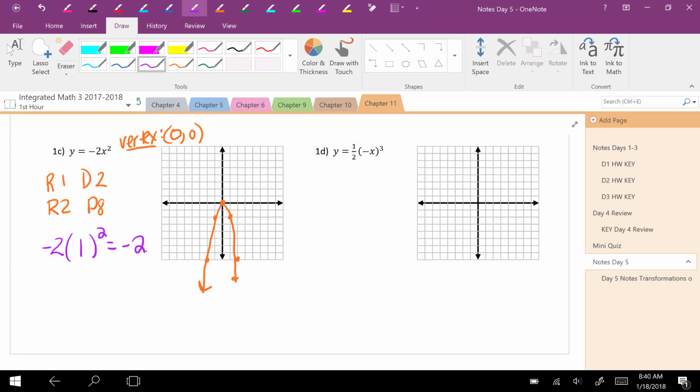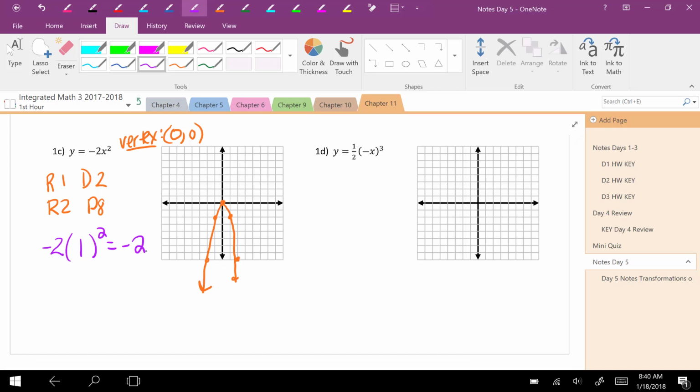Okay, go ahead and try 1D. It's kind of the same. A little different because we have that negative inside. Does anyone remember what the negative inside of parentheses means? Reflect over the y. Very good. Okay, give it a try. See how you do.